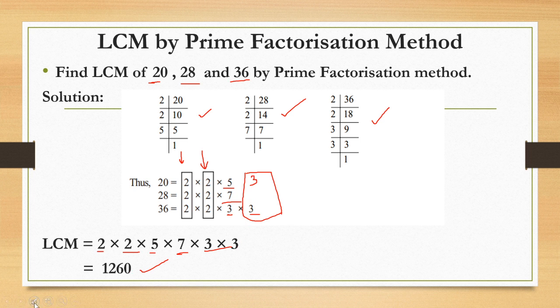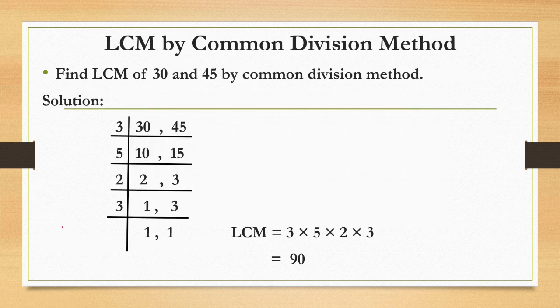Okay, now moving on. The second method to find LCM is the common division method. In the common division method we divide the numbers by common prime factors.